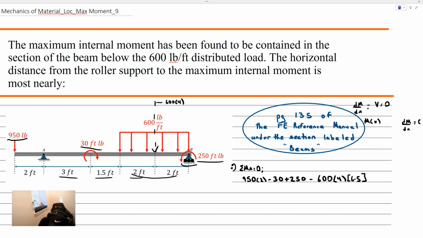And then the last contribution is from the reaction at B. So the reaction at B is going to produce a counterclockwise moment. Reaction at B multiplied by the distance, which is 6.5 plus 2. That's 8.5. Solving for the reaction at B and getting the value.